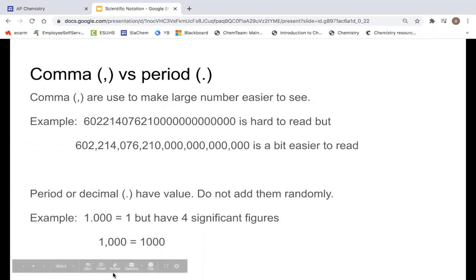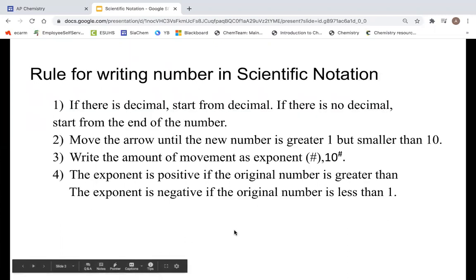In fact, you don't really need to write the comma. If you write 1000 like this without the comma, that is fine too. Okay, all right, so let's talk about scientific notation. You can go ahead and read it. If you need to, pause the video and read it.